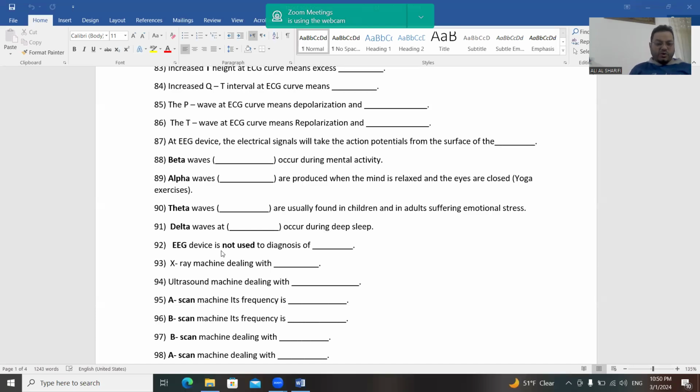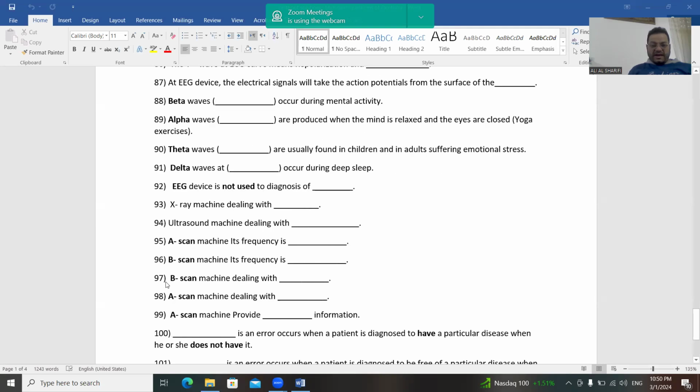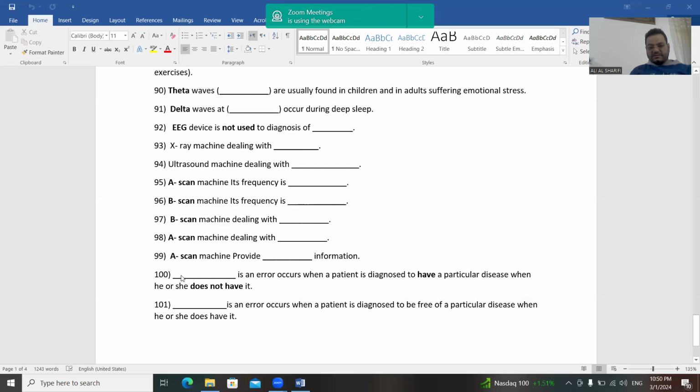Okay, focus on notes. X-ray machine dealing with, ultrasound machine dealing with, A scan machine, its frequency is, B scan machine, its frequency is, B scan machines dealing with, A scan machine dealing with, A scan machine provides something information. Here at the last blank is an error that occurs when a patient is diagnosed to have a particular disease when he or she doesn't have it.